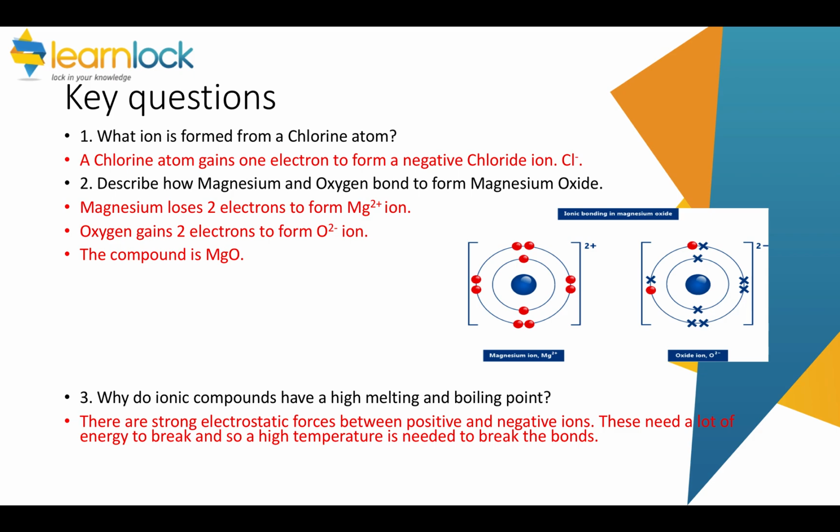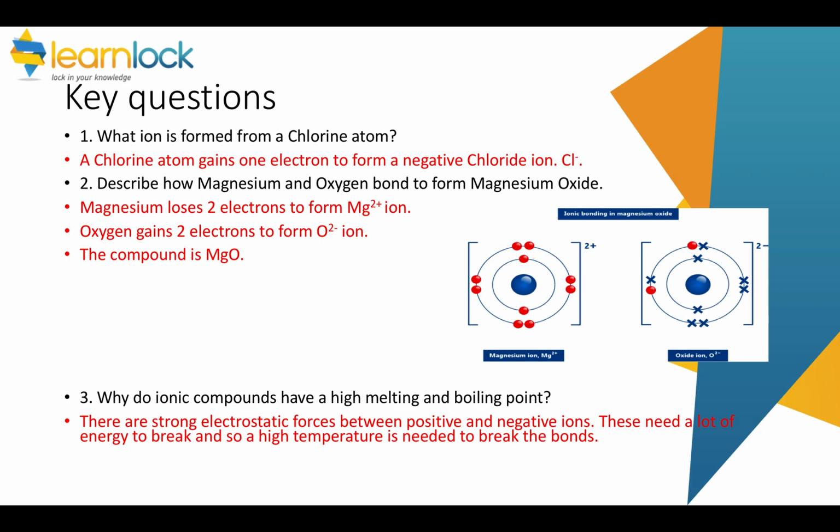How do magnesium and oxygen bond? If you look at the diagram, magnesium gives 2 electrons to oxygen. So magnesium becomes Mg2+, because it's lost 2 electrons. And oxygen becomes O2-, or an oxide ion, because it's gained 2 electrons. The positive and negative then join together to form magnesium oxide, or MgO.